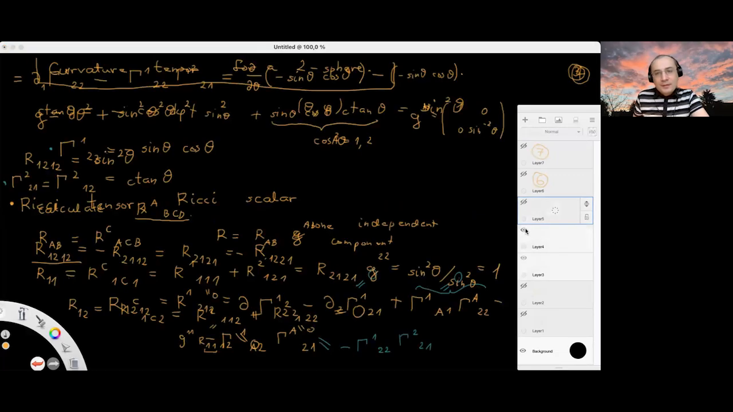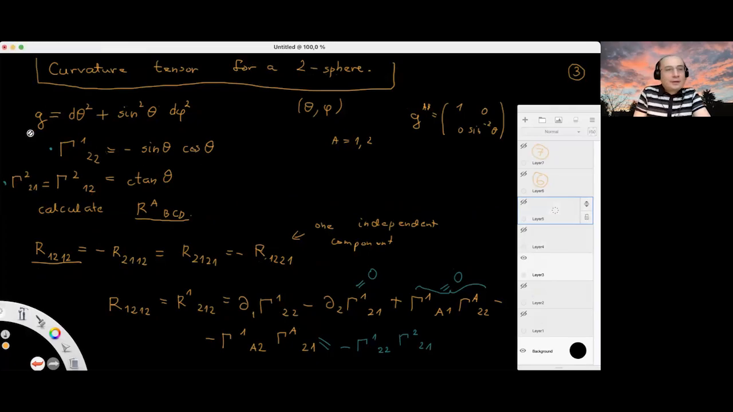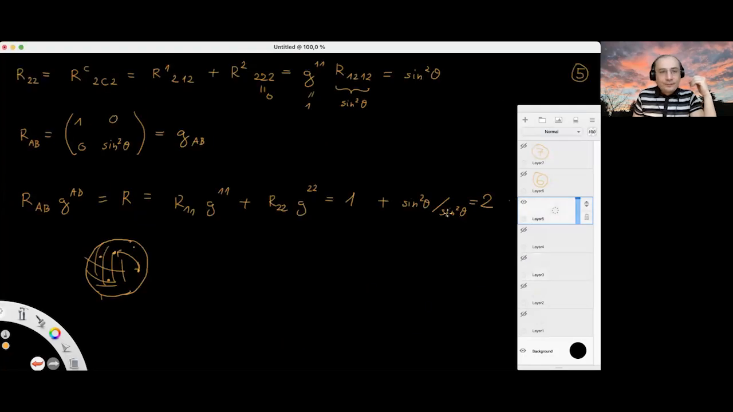This may seem surprising because when you look at this metric, it obviously depends on theta. So it seems that the metric is not invariant. It depends at least on the theta variable. But in fact, the reason why the metric appears to depend on one of the angles is that the coordinate system breaks this symmetry. So let me draw it over here.